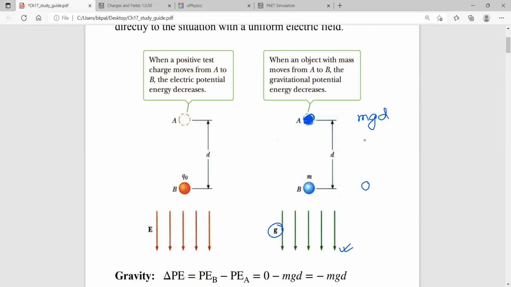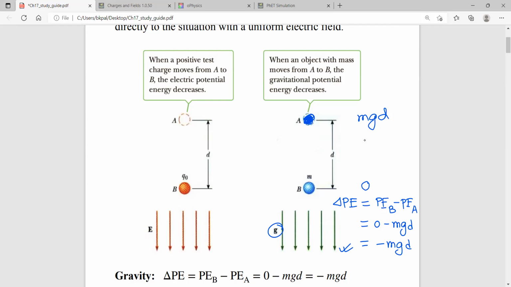So what is the difference in potential energy between A and B? Delta PE will be the final potential energy, which is at B, minus the initial potential energy, which is at A. It is 0 minus mgd, which is equal to minus mgd. So the change in potential energy when you drop an object from A is minus mgd.